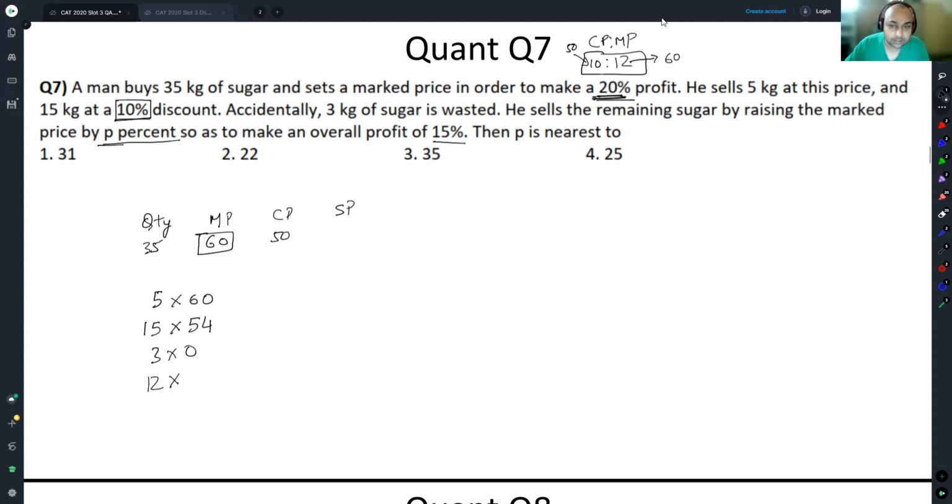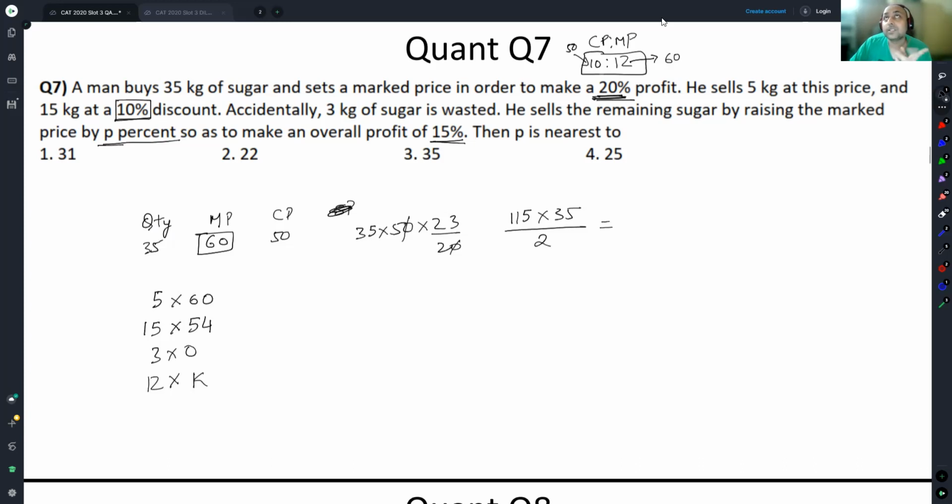I should have taken MP as something in hundreds, would have been nicer. But anyway, let's say the price is K. So as to make an overall profit of 15%. SP is not needed here. So overall SP I can find out: 35 into 50 into 23 by 20, or 115 by 100. So cancel. 115 into 35 by 2.